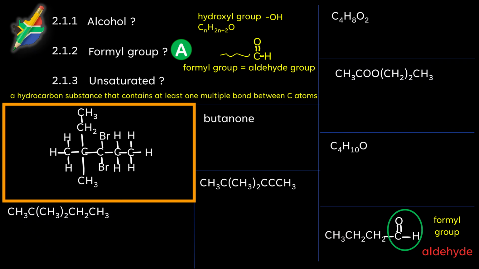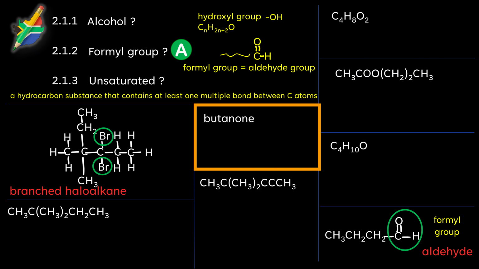Then, looking at compound B, which is slightly condensed here, we will notice it contains halogens. This compound is a haloalkane, and since it contains alkyl branches, it is a branched haloalkane. For compound C, we are given a name, butanone. The suffix -one indicates we are dealing with a ketone. Butanone is a 4-carbon chain ketone. Ketones contain a carbonyl group, which is a carbon double bonded to an oxygen.